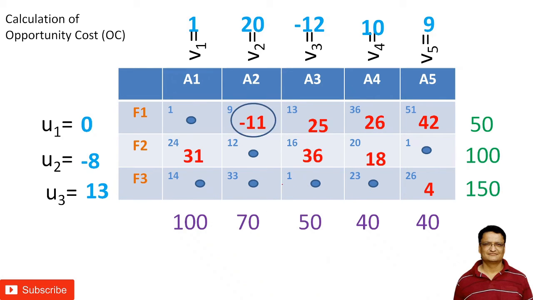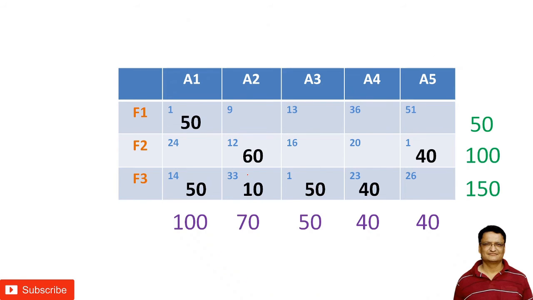Now I can notice that this is the only negative value I got. All other opportunity costs are positive. What is the meaning of this? The meaning is that we have an opportunity at this point.